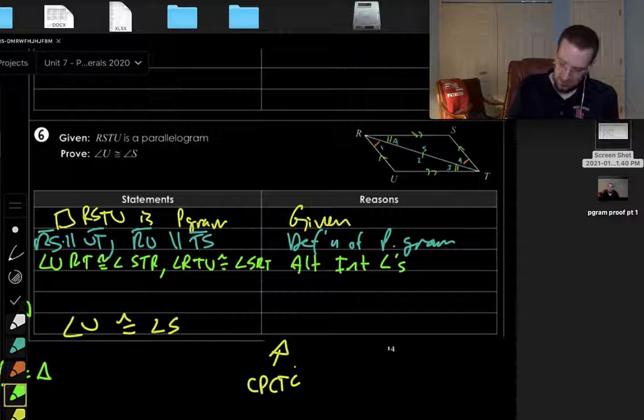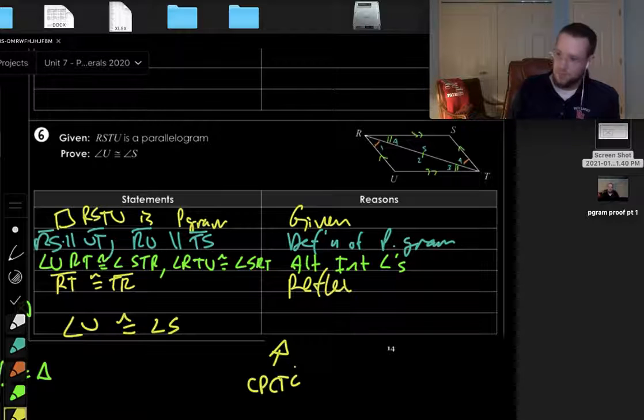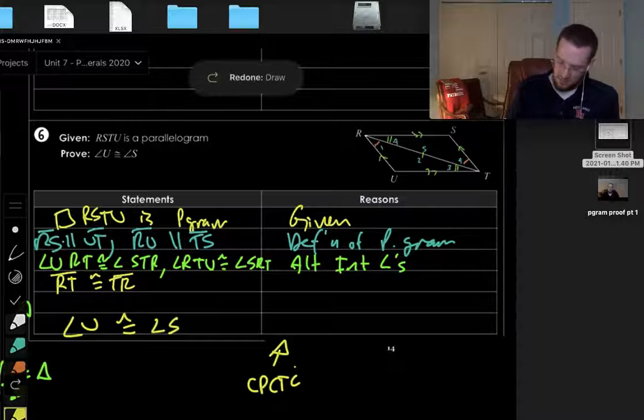And wait a second, I think I'm missing something, and I'm missing my middle segment here. This one looks like it's going to be RT, TR. So this is segment RT congruent to segment TR. And this is a reflexive. No, it's not. This is symmetric.